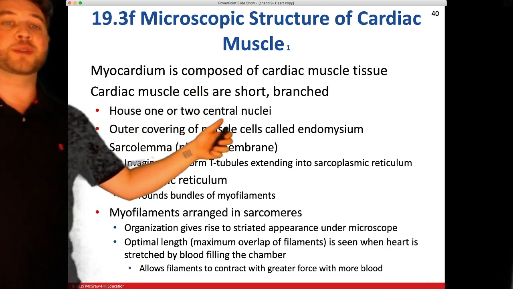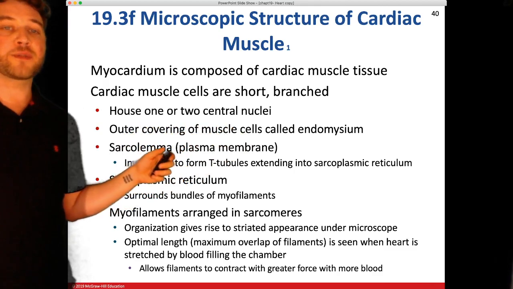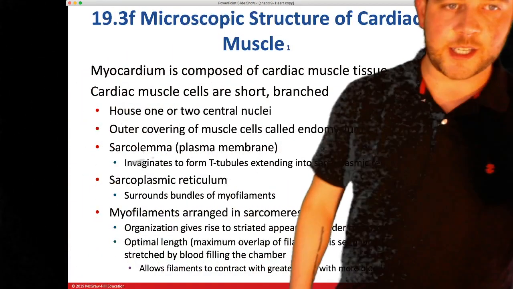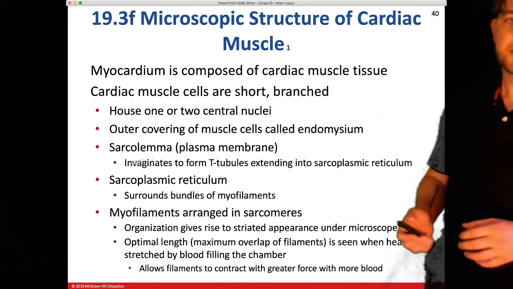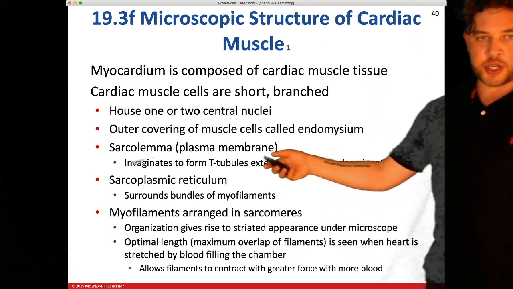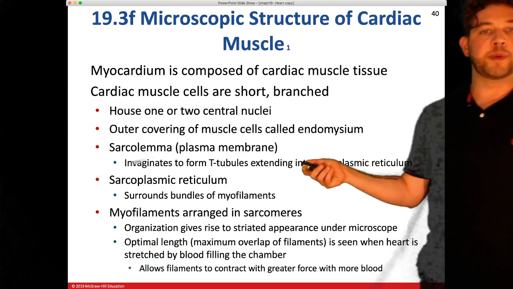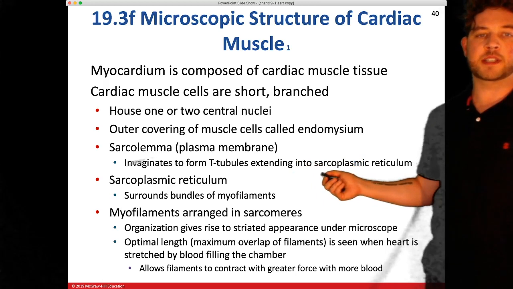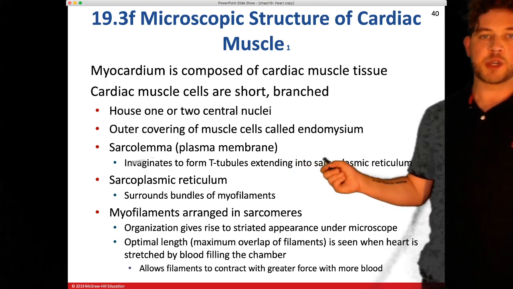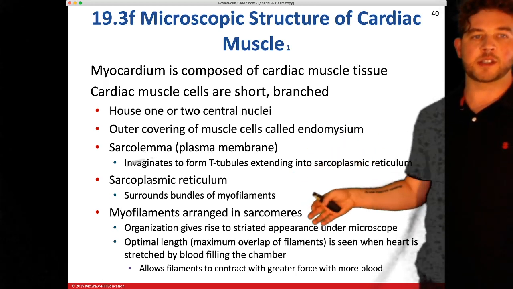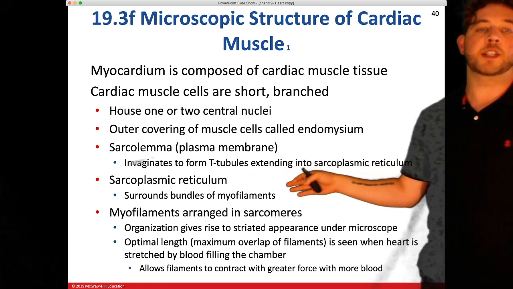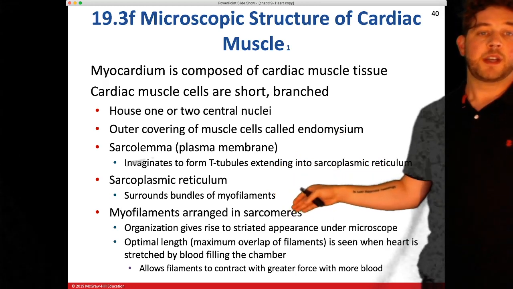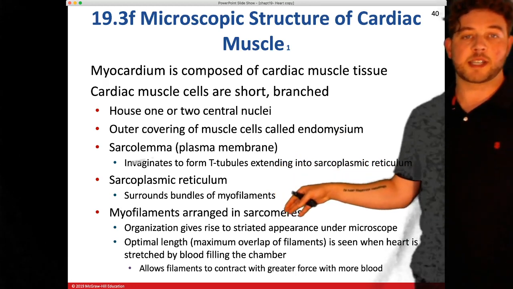They house one or two central nuclei, and the outer covering of those muscle cells is called the endomysium. Okay, the endomysium is the outer covering of those muscle cells. Your sarcolemma is the plasma membrane, if you remember, for your muscle cells. It invaginates to form T-tubules extending into the sarcoplasmic reticulum. So hopefully you remember all the stuff from muscle contractions. The sarcoplasmic reticulum surrounds the bundles of myofilaments, and they have the calcium. The myofilaments are arranged in sarcomeres, just like in skeletal muscle.